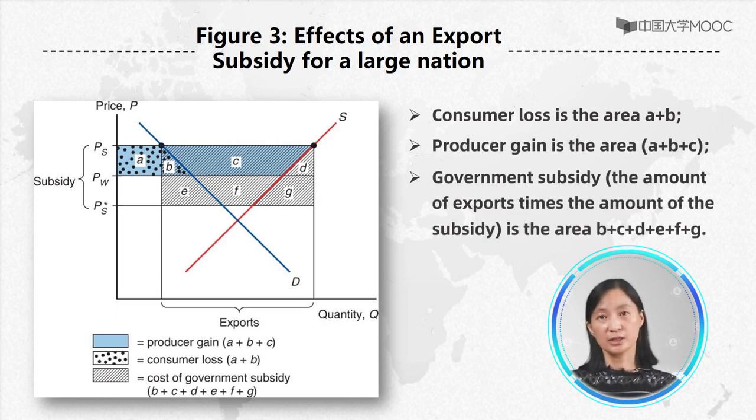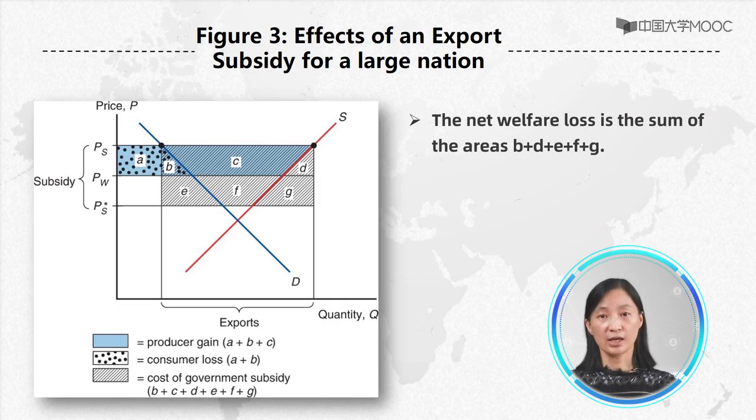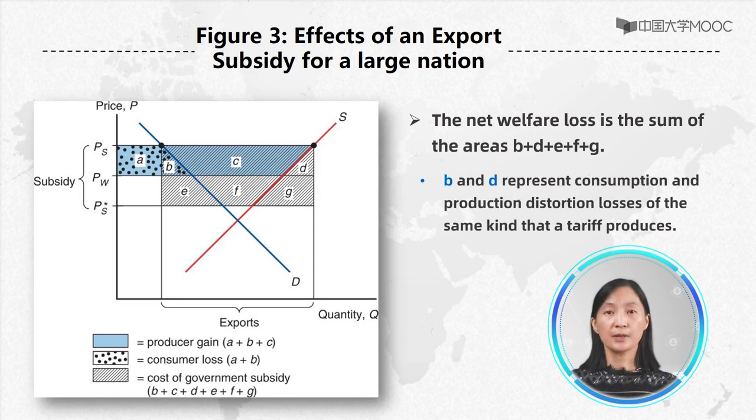The government subsidy, the amount of exports times the amount of the subsidy, is the area B plus C plus D plus E plus F plus G. The net welfare loss is therefore the sum of the areas B plus D plus E plus F plus G. Of this, B and D represent the consumption and the production distortion losses of the same kind that we saw with tariffs.